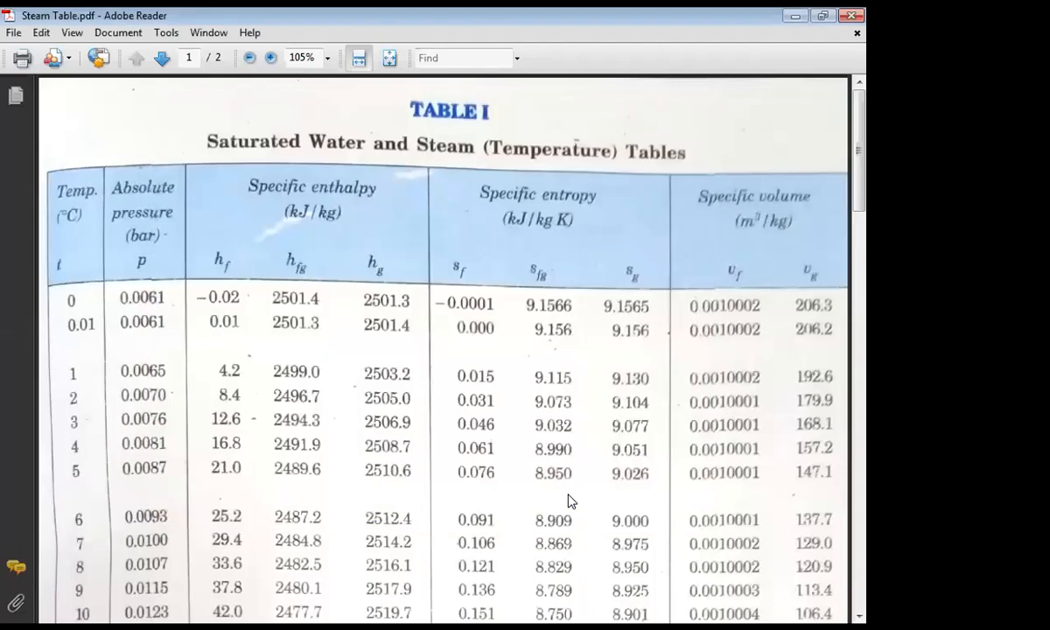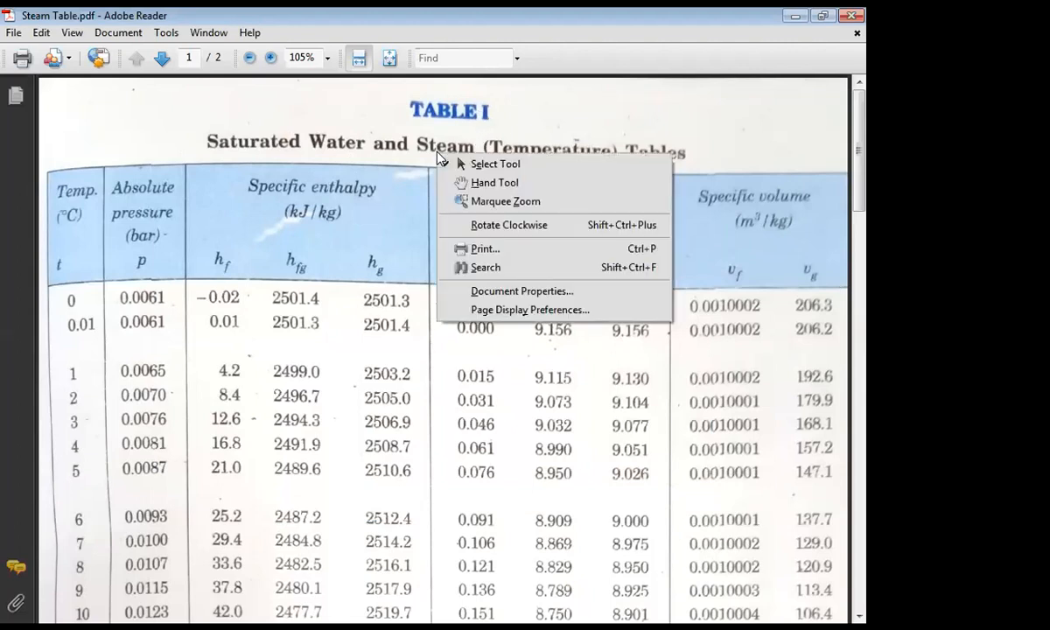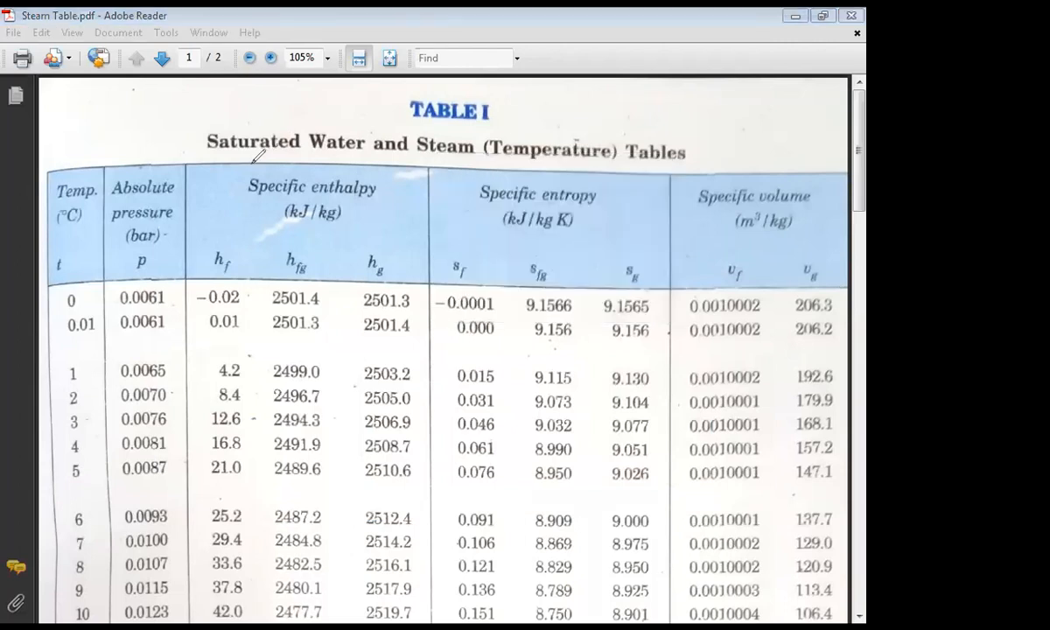Okay. So here you are observing the steam table. In the steam table there are various values. So you have to always refer to the steam table corresponding to saturated water and steam. So here saturated water and steam, temperature table.